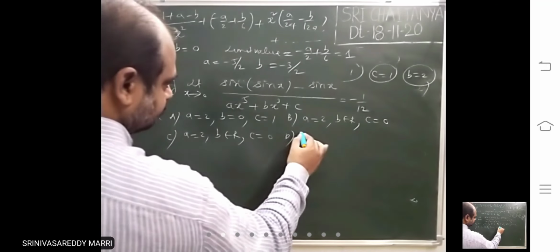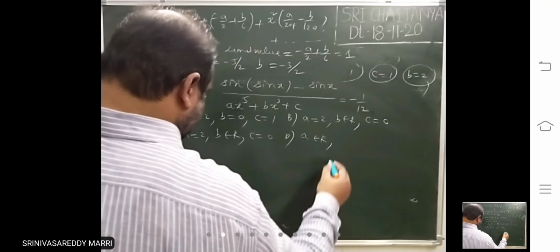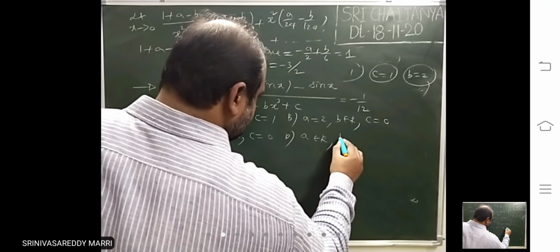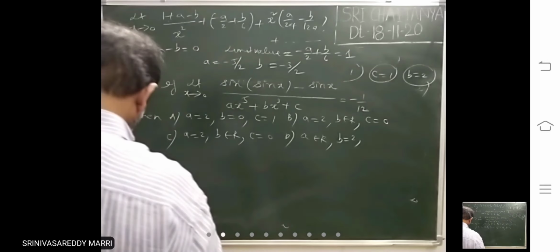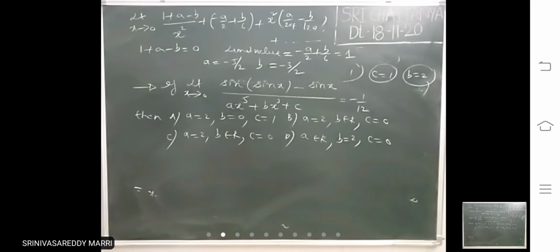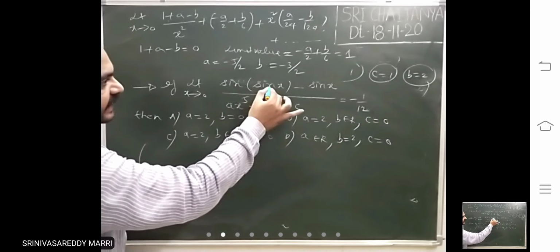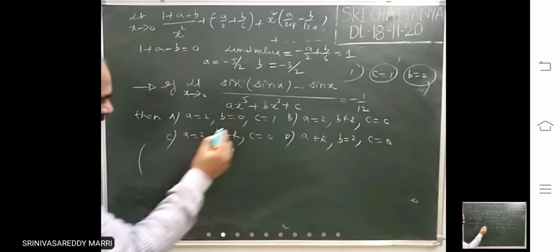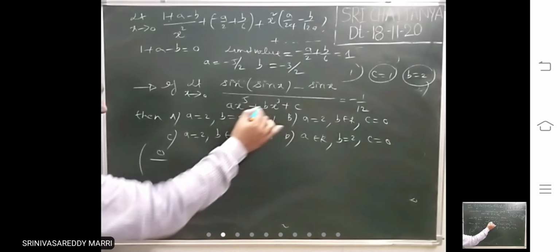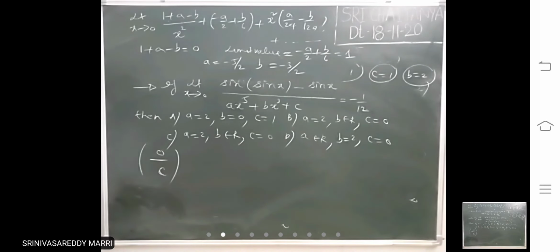D option. a belongs to R, b equal to 2, c equal to 0. Look at carefully. So here, if you observe, immediately if you substitute x equal to 0, what will you get here? Sine 0 is 0, 0 minus 0 divided by this is 0, this is C. Now you can easily tell about C.